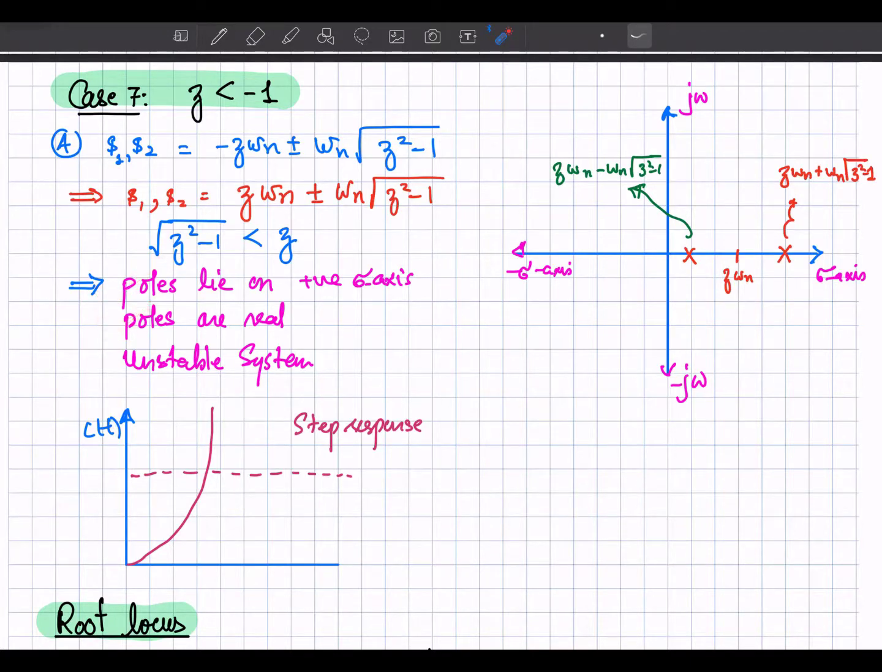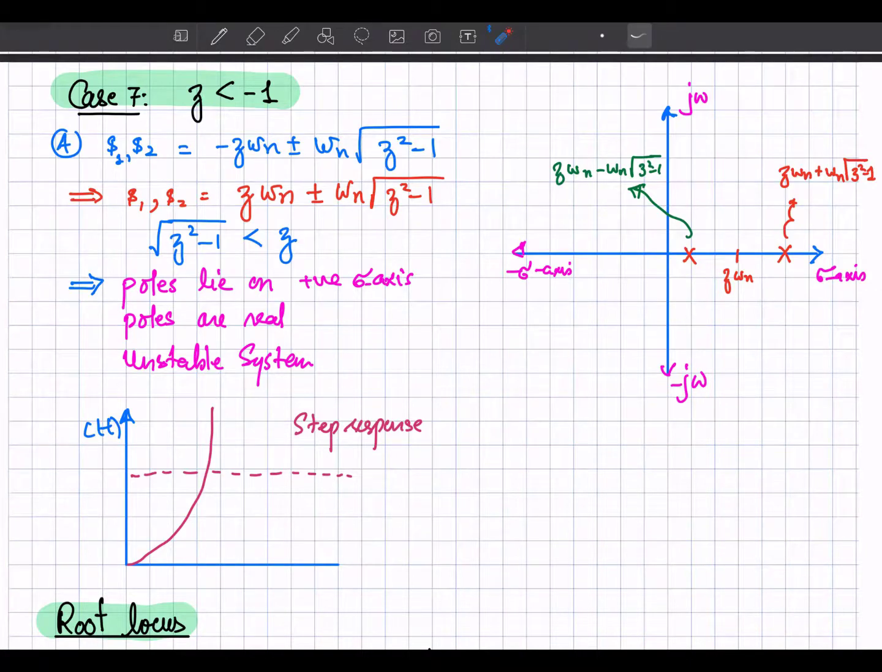Poles are real. The system is unstable because you can look at the response when the poles are at these positions. The step output is unbounded, so the system is unstable, and poles are in the right half plane. That's why you can say that the system is unstable. So whenever the poles are in the right half plane, your system will be unstable because it will give you unbounded output even for bounded inputs.